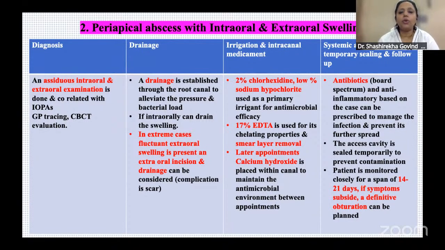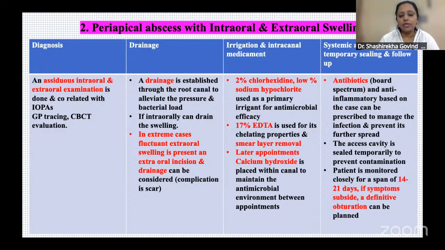The extraoral incision is the last option. If the swelling is not subsiding after your antibiotics and everything, if there is any complication happening, then only you have to go for extraoral incision. Otherwise, we have to manage with the intraoral incision. Then what type of irrigation and intracanal medicament need to be given?